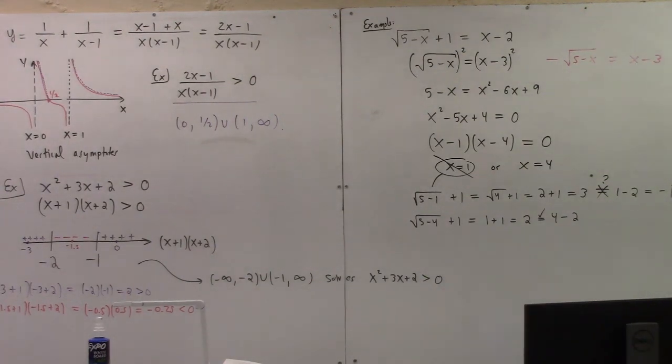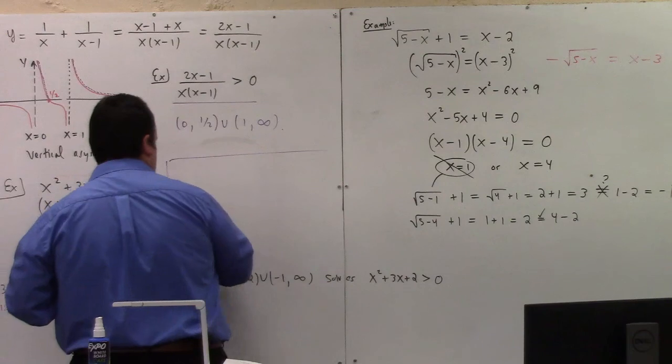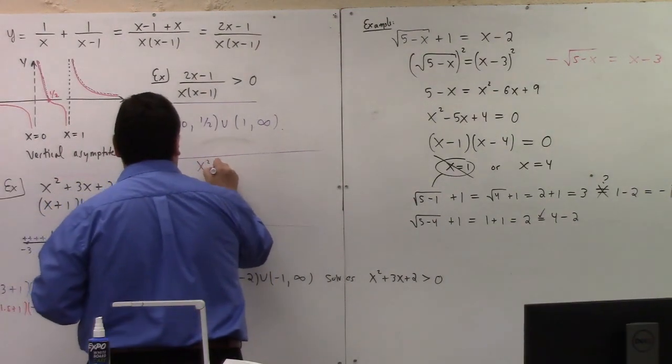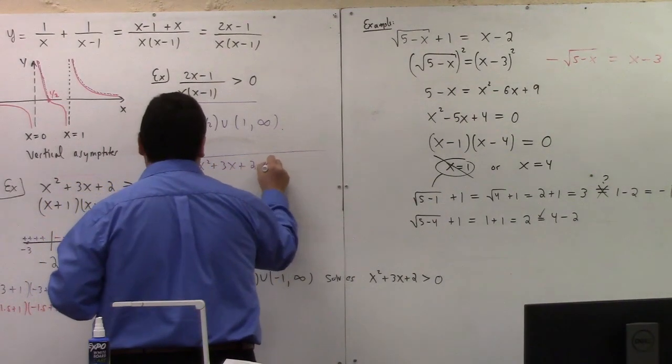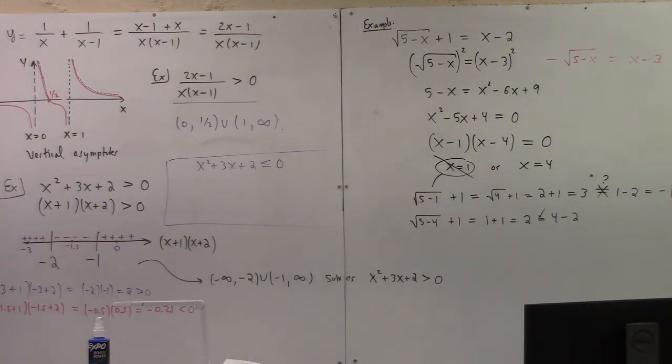But you see, could you tell me what the solution is if I say less than or equal to 0? What if I ask the related but slightly different question: x squared plus 3x plus 2 less than or equal to 0? If I've already done this work, I can immediately solve that, just looking at the number line. What's the solution?